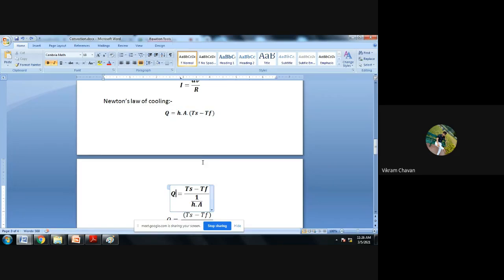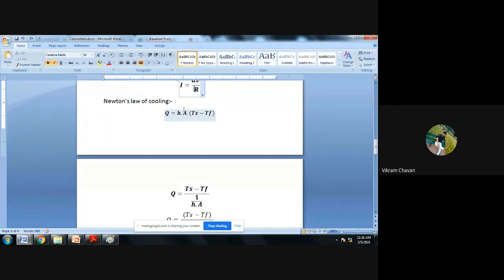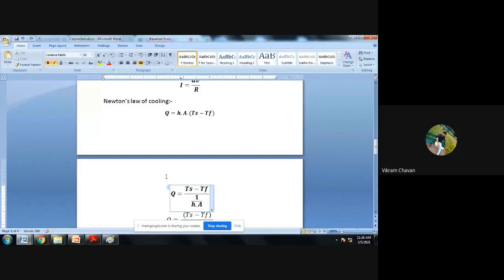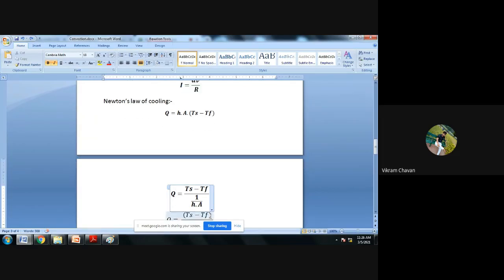Now if you compare the equation I is equal to dV divided by R, and the equation Q is equal to Ts minus Tf whole divided by 1 divided by H multiplied by A, we have discussed that I is analogous to Q, dV is analogous to Ts minus Tf, and the remaining denominator part is the resistance. In a similar fashion, the denominator part is 1 divided by H multiplied by A.